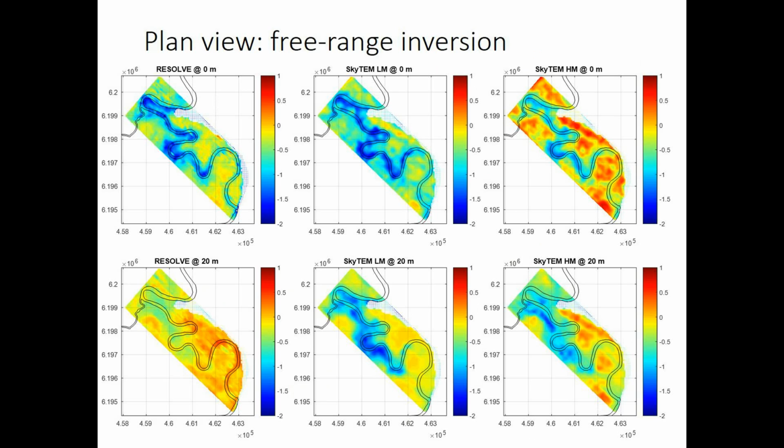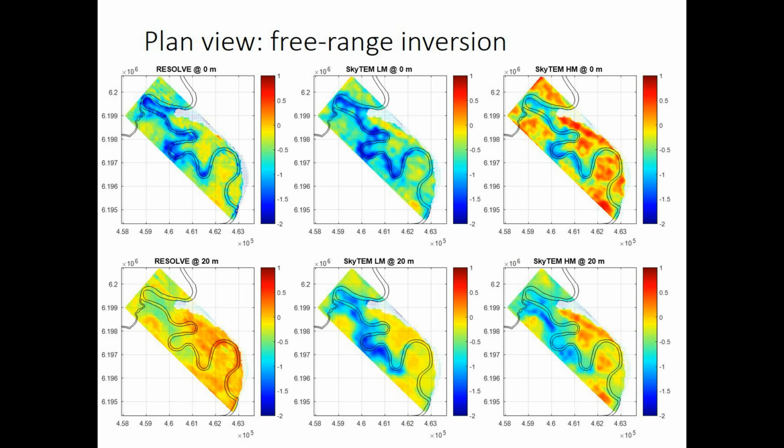So what I just showed was just a single sounding. Here I'm showing you a plan view for the whole survey area. On the top is the conductivity on the surface. On the bottom is 20 meters below the surface. On the left, resolve; in the middle, low moment; on the right, high moment. It's just free range inversion, so they're just not the same.